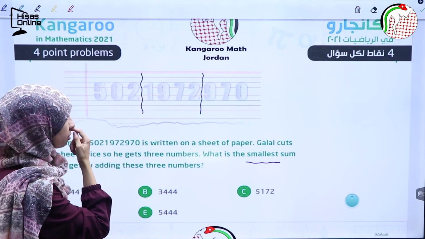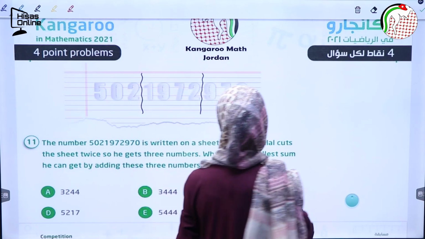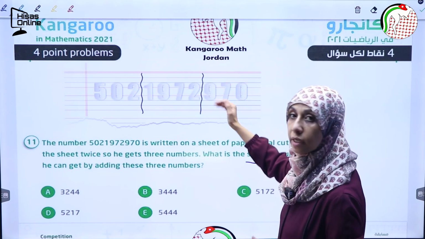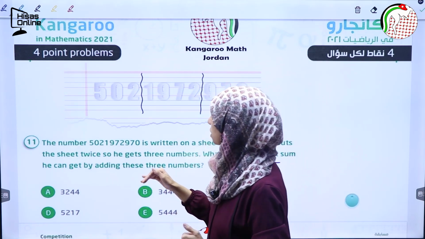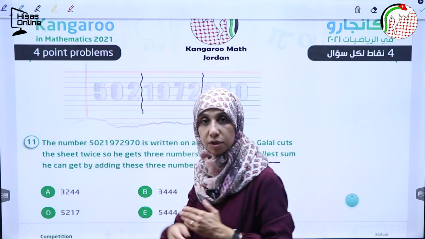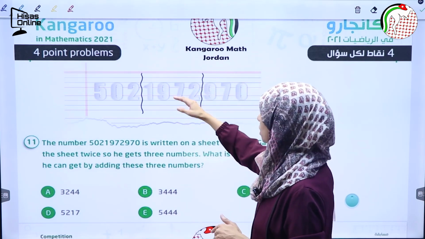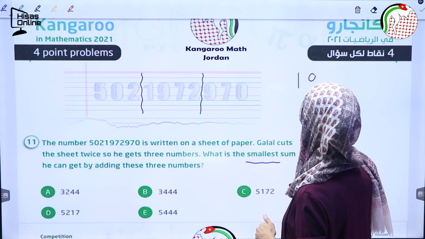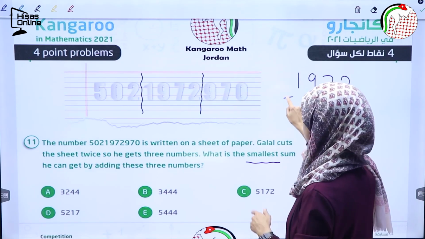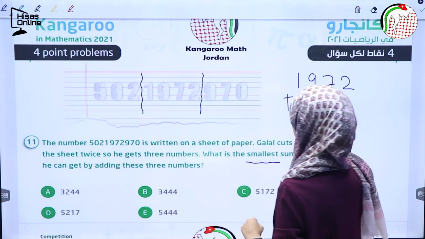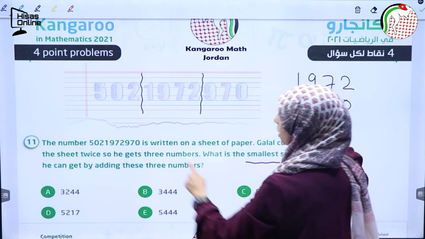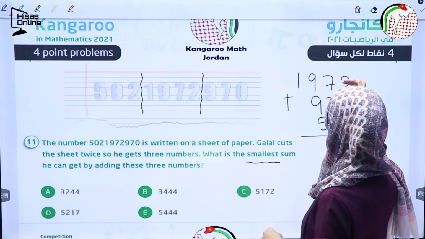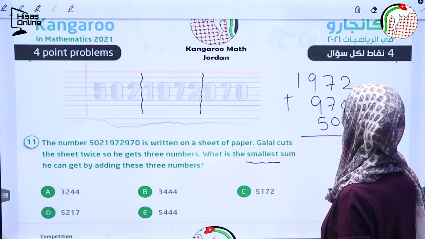Now let's add. They said the smallest sum. And why am I having this cut here? Because of the 0 here, it will reduce part of the sum. Another 0 here means it will reduce part of the sum. So let's add those 3 numbers together. I have 1972 plus the 2 small numbers here, 970 and 502. Let's add 2 plus 0 plus 2, 2.